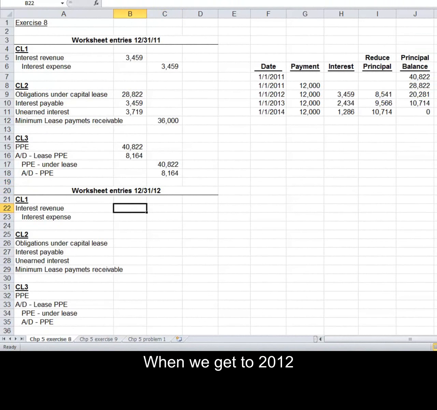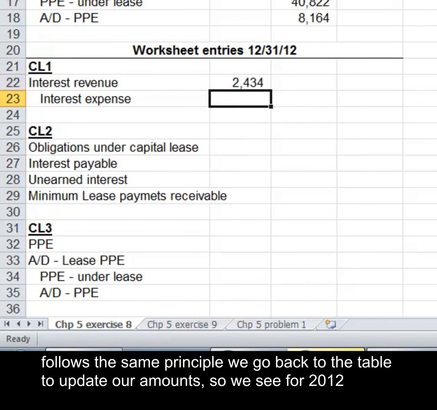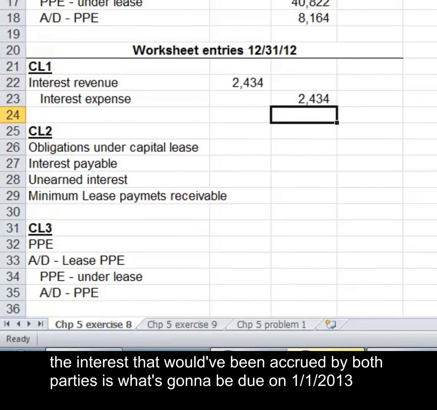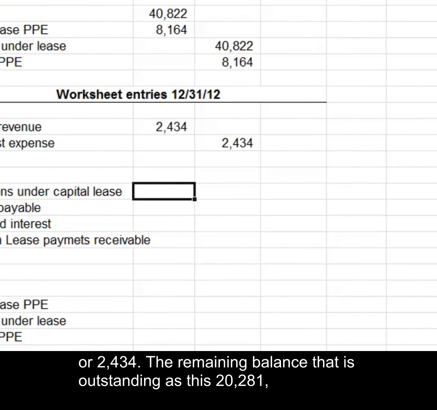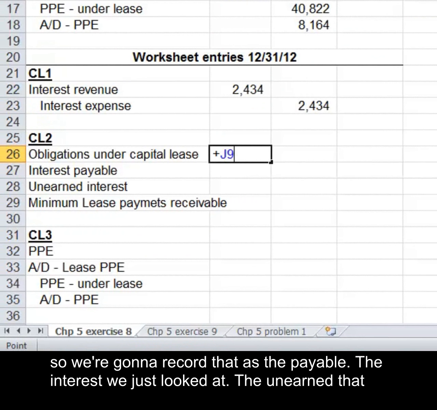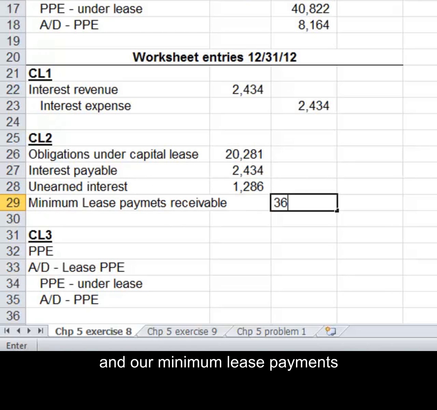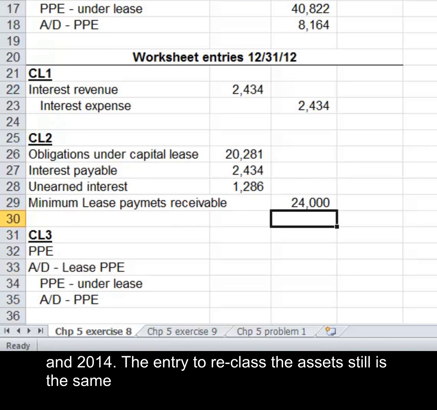When we get to 2012, follows the same principle. We go back to the table to update our amounts. So we see for 2012, the interest that would have been accrued by both parties is what's going to be due on 1/1/2013, or $24.34. The remaining balance that is outstanding is this $20,281. So we're going to record that as the payable. The interest we just looked at. The unearned that remains then at this point is only the last payment amount. And our minimum lease payments are the remaining two for 2013 and 2014.